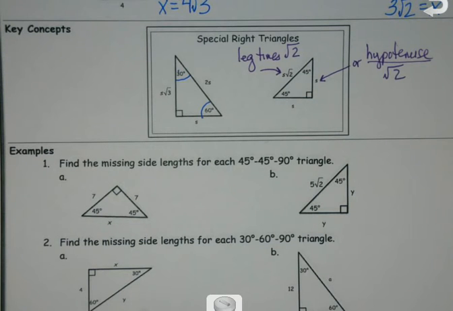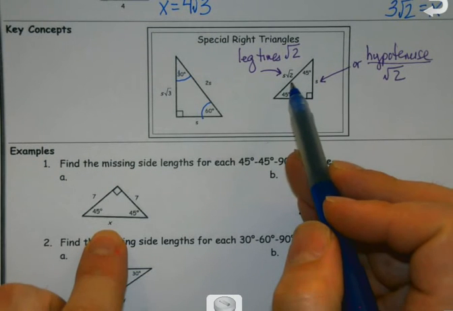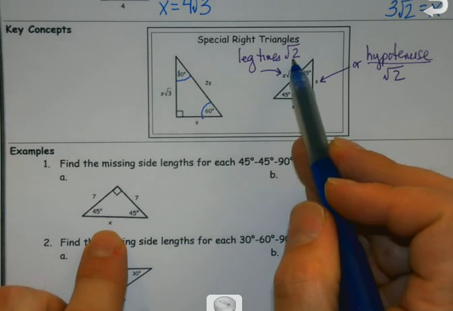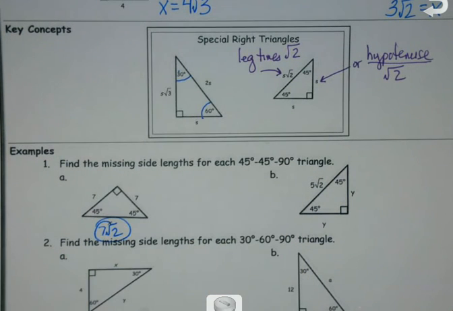So find the missing lengths for each 45, 45, 90. Okay. So when I'm looking at my pattern, side, side, and when I try to find the hypotenuse, it's just the side times the square root of 2. So all I have to do is write 7 square root of 2.